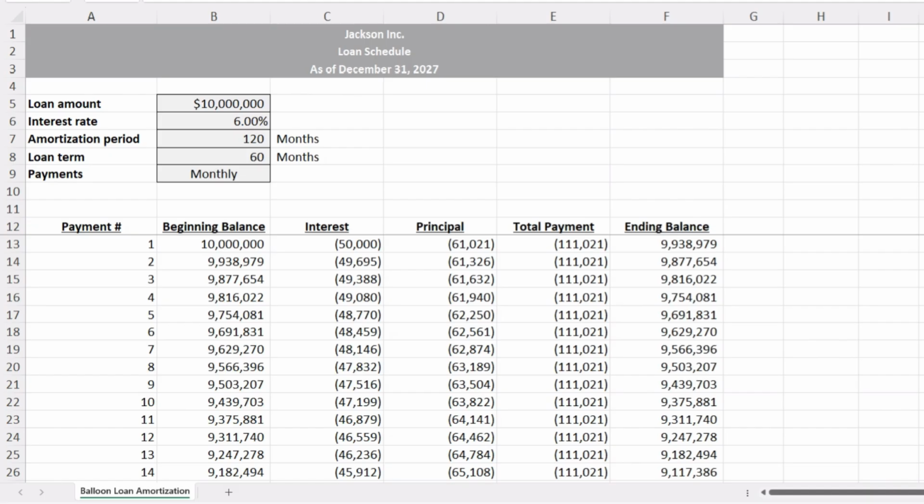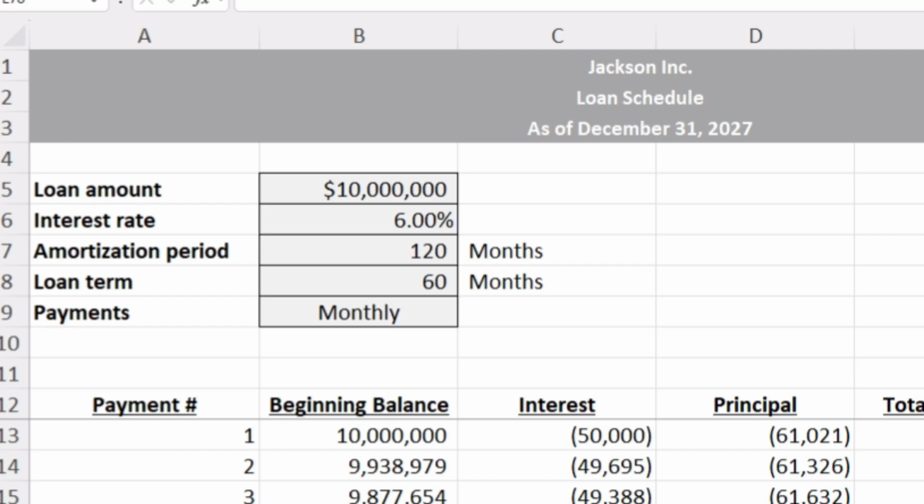All right, we got our loan amortization schedule here. We have $10 million that Jackson Incorporated is borrowing at 6% interest. It's going to amortize over 120 months, but the loan term is only 60 months. So what exactly does that mean? If we have a 60-month loan term, but the amortization's over 120 months, 10 years versus 5, that means we're going to have a balloon payment at the end of this loan.